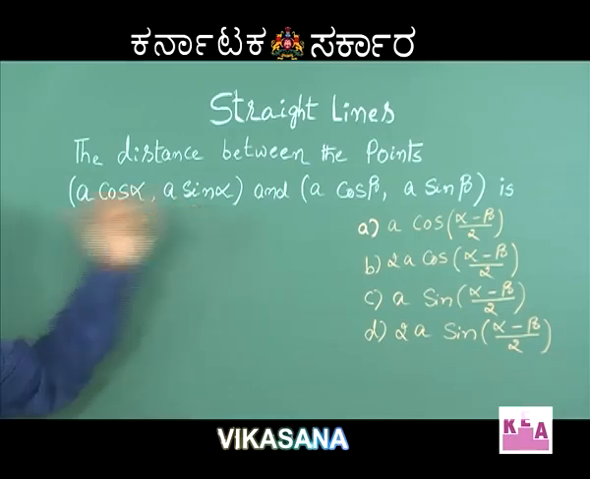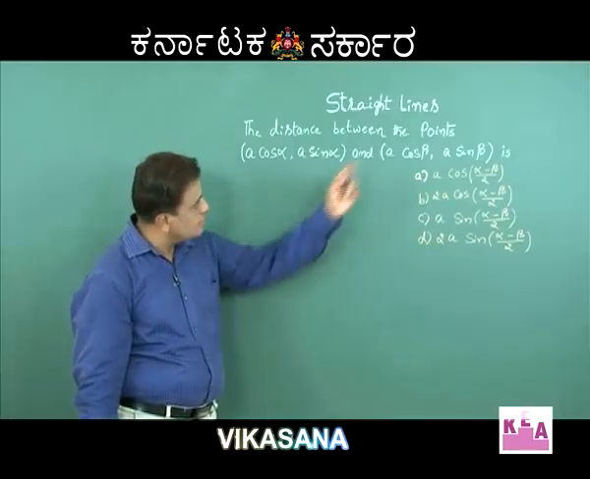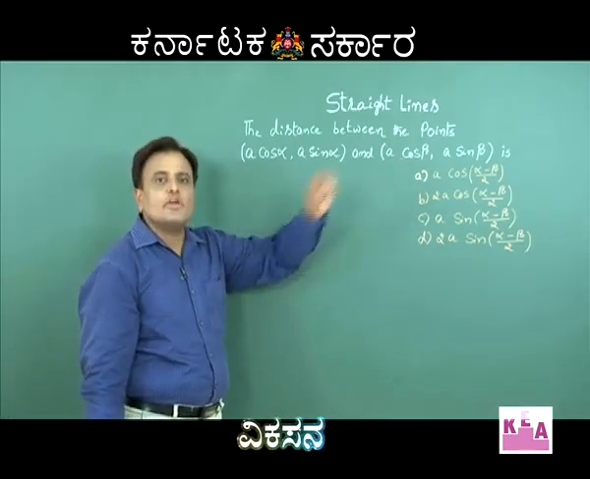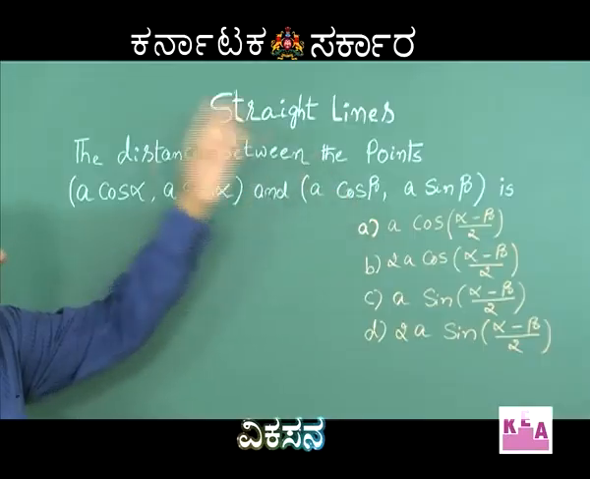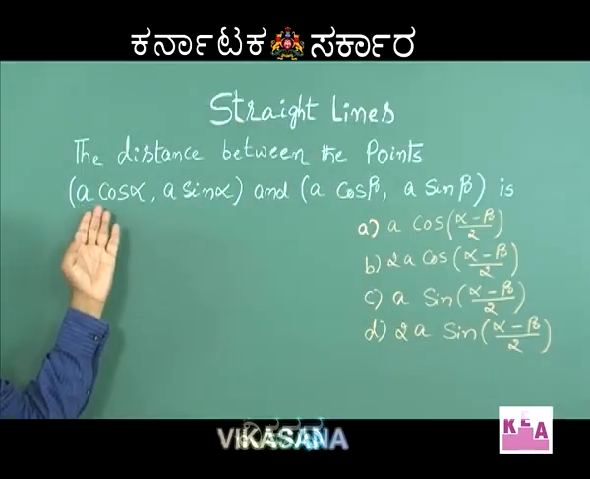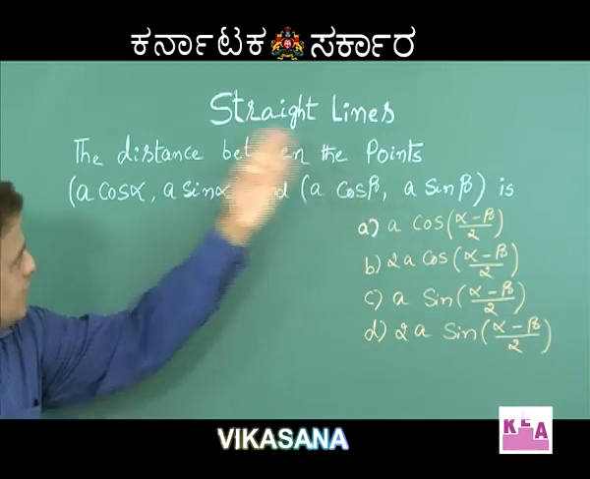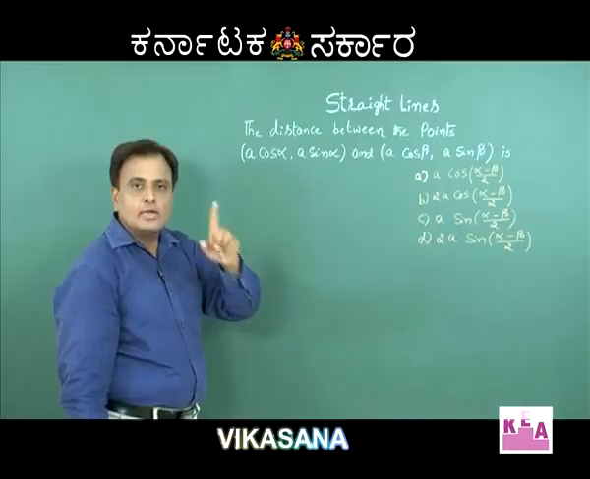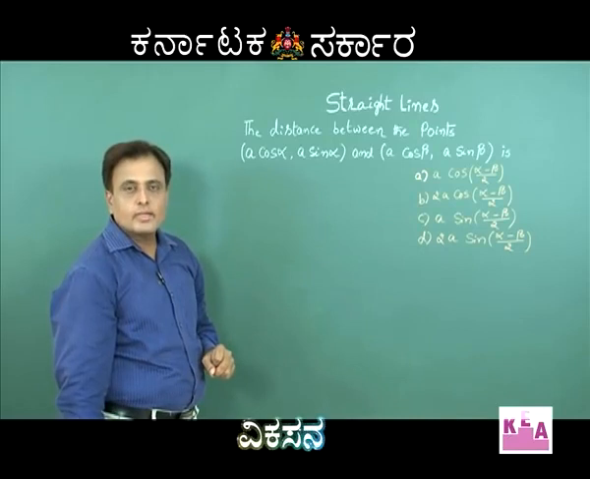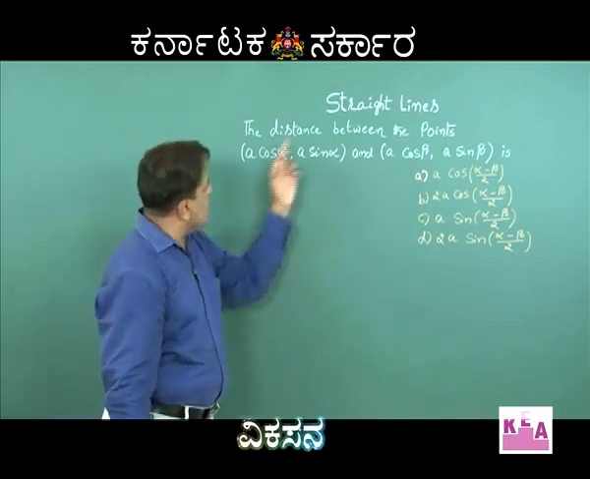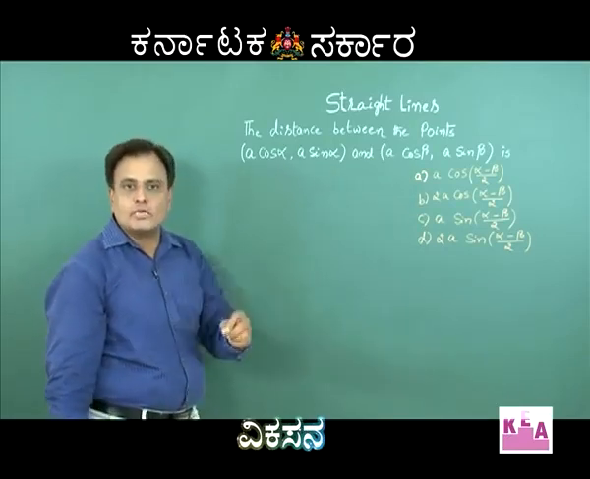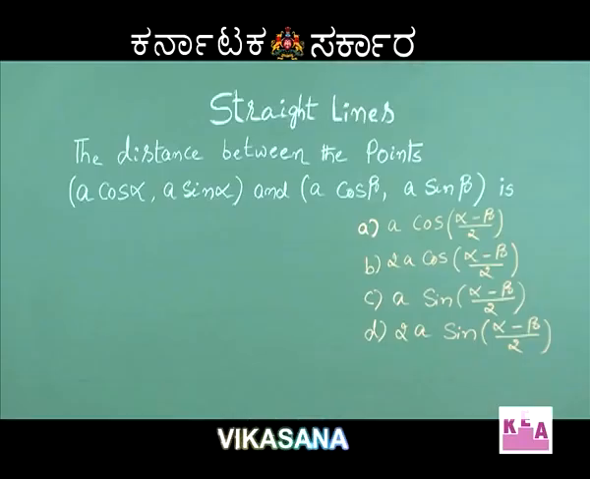See, taking this point as A, taking this point as B. If you apply the distance rule, it is the square root of (a cos beta minus a cos alpha) whole square plus (a sin beta minus a sin alpha) whole square. But for cos beta minus cos alpha, you need to apply the cos C minus cos D formula.